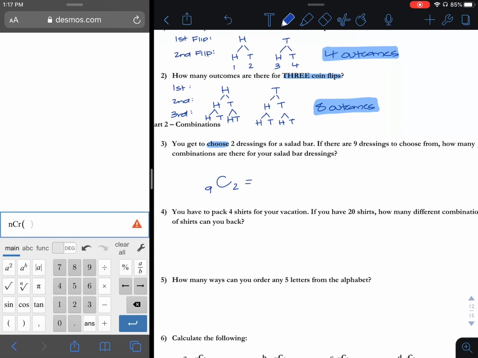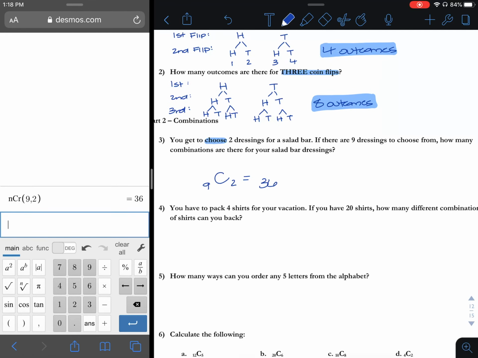I'm going to go back to my main, because now I've got to plug in my numbers. My bigger number goes first, so 9. Put in that comma, and then 2 is my smaller. Close my parentheses, press enter. I should have 36. So I have 36 combinations of salad dressings I could pick from. Okay, so that was combinations. Again, it's something out of something.